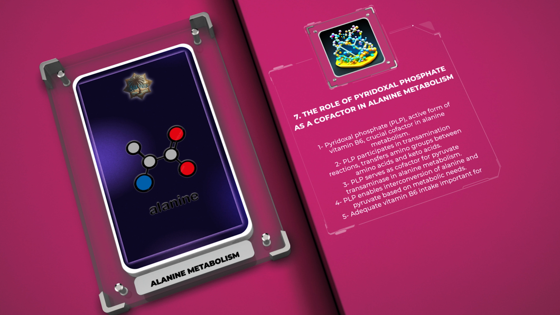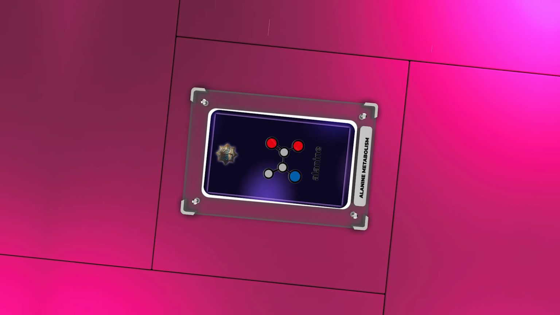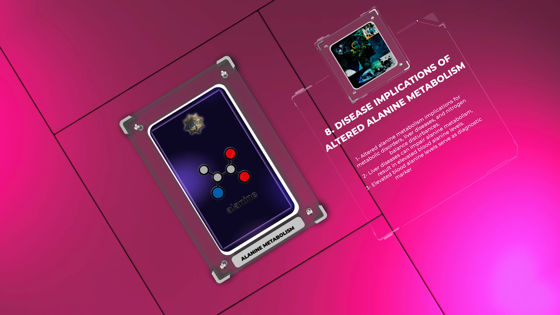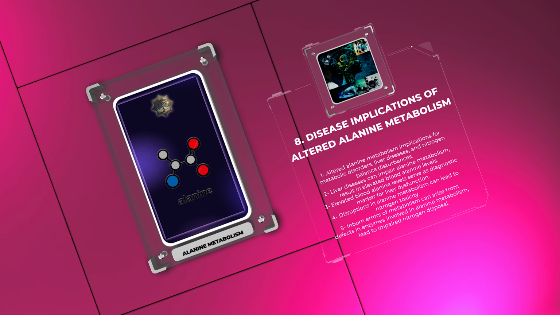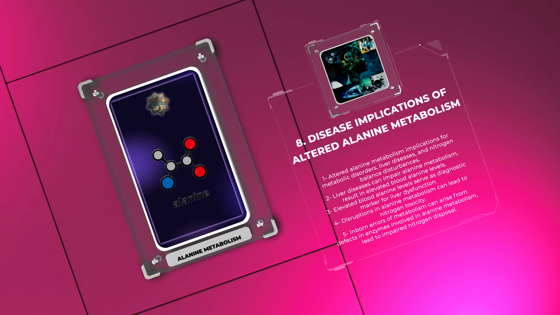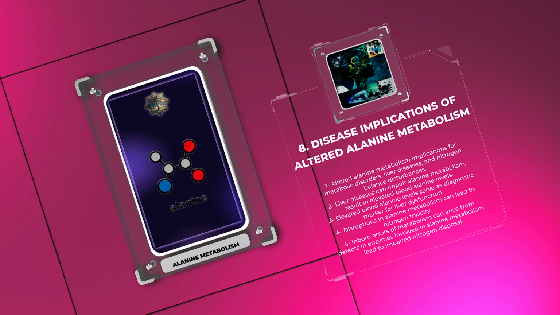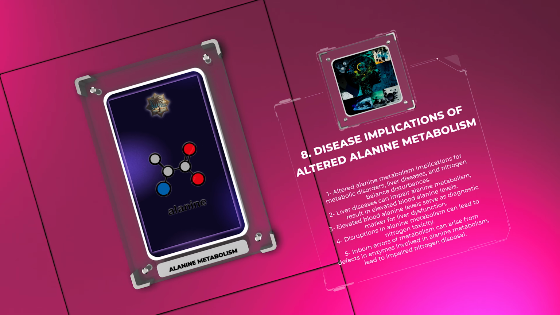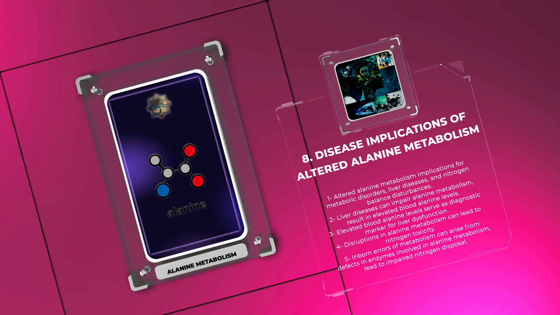Deficiencies in vitamin B6 can impair alanine metabolism and disrupt nitrogen balance, emphasizing the importance of adequate vitamin intake for optimal metabolic function. Altered alanine metabolism can have significant implications for various diseases and pathological conditions. Dysregulation of alanine metabolism may contribute to metabolic disorders, liver diseases, and disturbances in nitrogen balance.